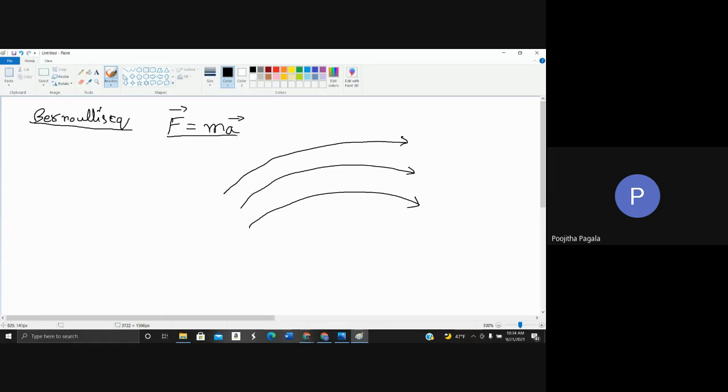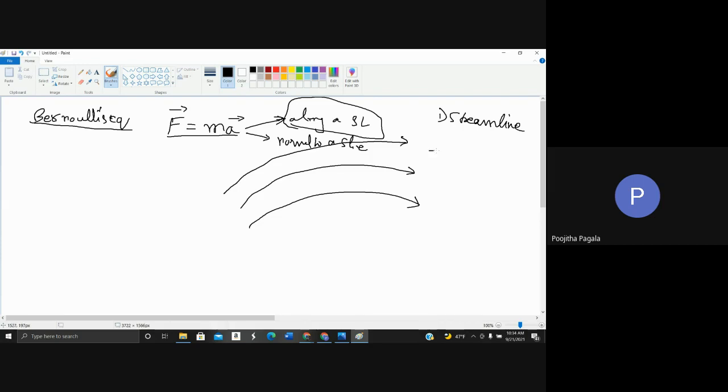You can apply F is equal to ma along a streamline, or you can apply F is equal to ma normal to a streamline. Then you will get two equations, and the equation which we use 99% of the times is this one. So one of the assumptions for Bernoulli's equation is that flow is along the streamline. Bernoulli's equation is only valid when you are applying it to a same streamline.